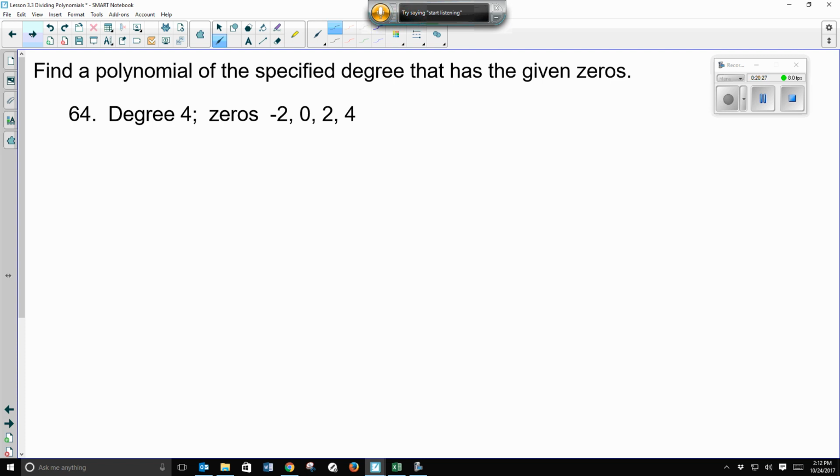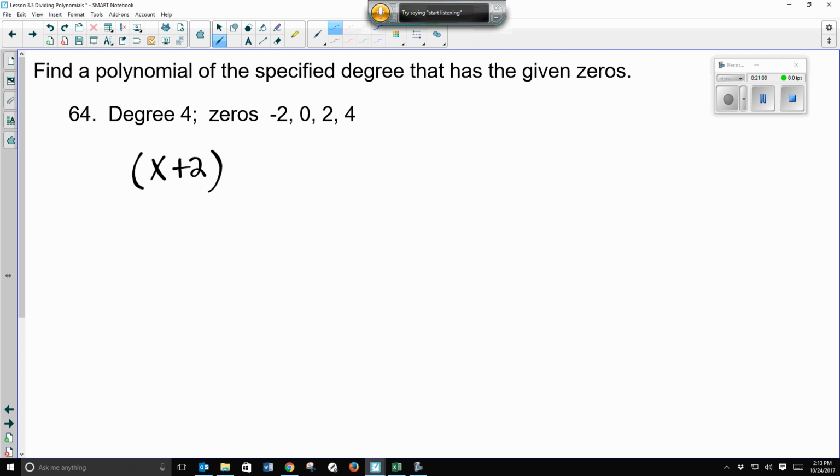What if you have to work backwards? Find a polynomial of the specified degree that has the given zeros. It's way easier than you think. If negative 2 is a 0, what is the factor? What did it have to be for me to say that x is equal to negative 2? One of the zeros is negative 2. What did it have to be? Positive 2. So this factor would have yielded a negative 2 as a 0, right?